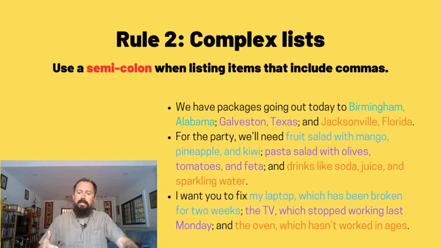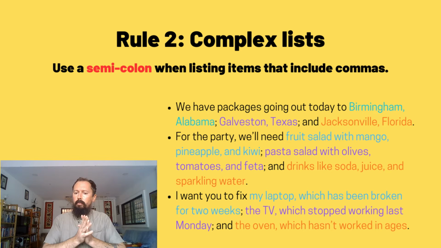So again, we have places. In this case, it's cities in American states. So Birmingham, Alabama; Galveston, Texas; and Jacksonville, Florida. Next is much more complicated. So we're listing lots of different kinds of food and drink, but each one is separate. So we've got the fruit salad, we've got the potato salad, and then we've got drinks with details about each.